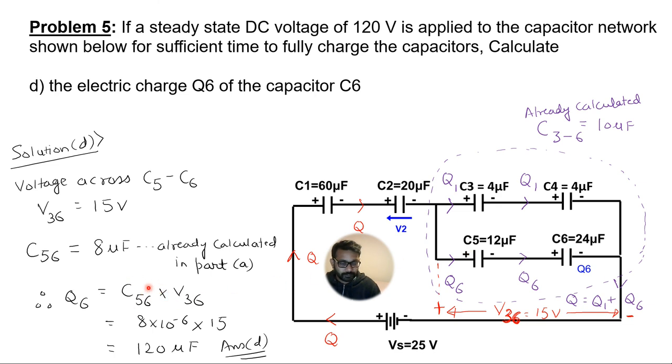Even if you consider the equivalent capacitance of C5 and C6, it will make no difference because the same charge is flowing through both of them. And we are also taking the voltage drop across both the capacitors. It is the voltage drop across C5 and C6. So we are considering both the capacitors together because the same charge is flowing through both of them. We have already found the values. If you substitute it here, you should end up getting 120 microcoulombs.